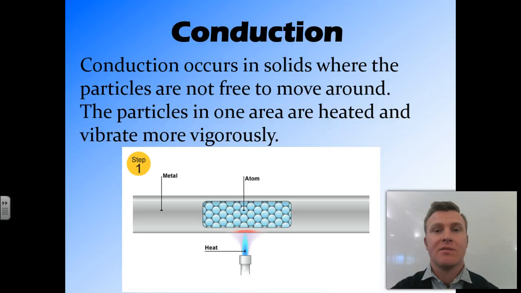Another way that heat transfer occurs is conduction. Conduction occurs in solids because, unlike liquids and gases, the solids are in a fixed position and they're not able to move around freely. Again, the object is heated unevenly, and so the particles that are in contact with the heat start vibrating more rapidly, more vigorously, and faster.